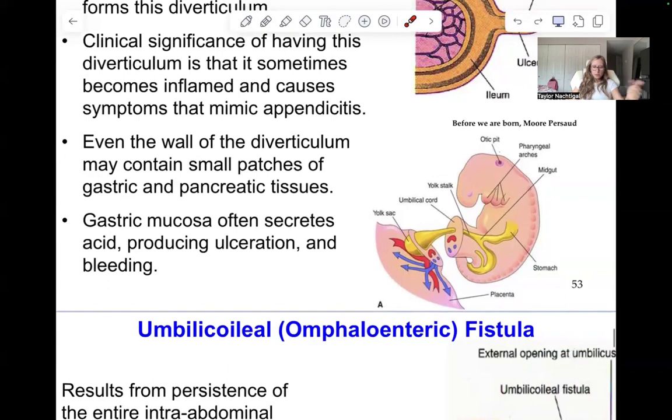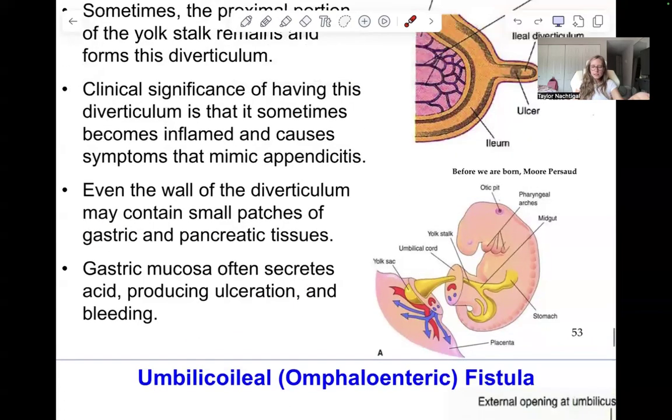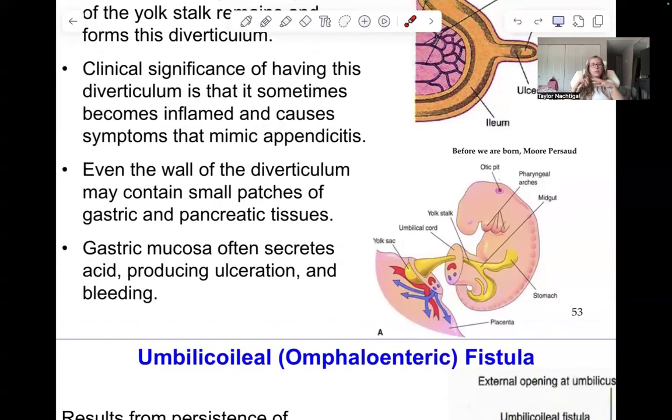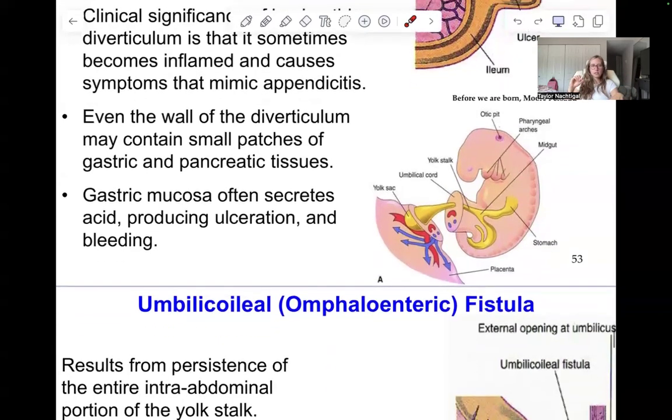The gastric mucosa in this region can often secrete acid, leading to ulcerations and bleeding. So if we have gastric tissue and pancreatic tissue in this little diverticulum, we're going to be getting hydrochloric acid secretion. We're going to be getting all those pancreatic juices potentially being secreted, which, if not done in a controlled way, can lead to self-digestion, hence ulcerations and bleeding.